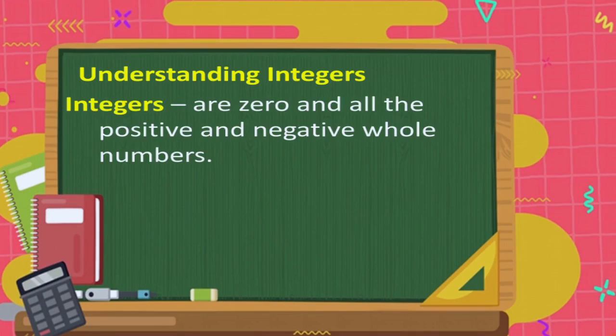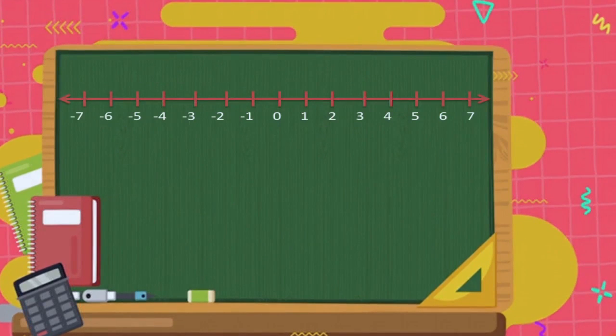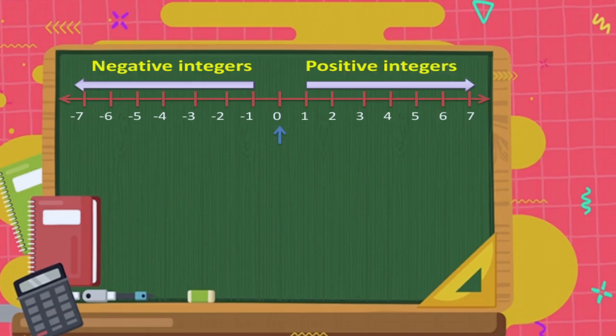Integers are 0 and all the positive and negative whole numbers. A number line is a line drawn starting from 0 and which extends to both sides. Look at the number line. The negative 1, negative 2, negative 3 going to the left side are the negative integers, while 1, 2, 3 going to the right side are positive integers, and the middle one is the 0.